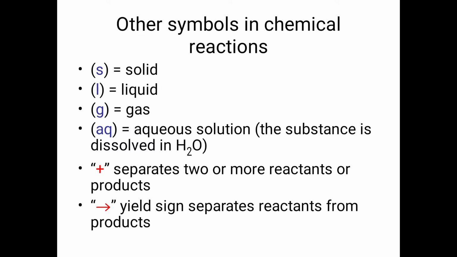Here I have explained a few more symbols which are used in a chemical reaction. When we show that a reacting substance or product is a solid, a small s is written, which denotes its solid state. Small l is for liquid state, and small g is for gaseous state or a gas particle.